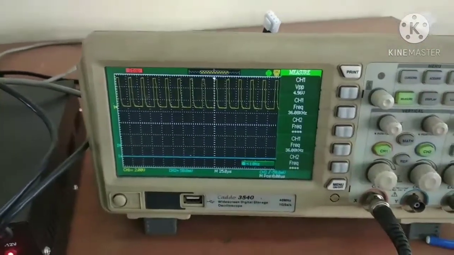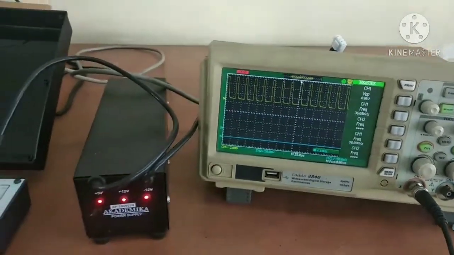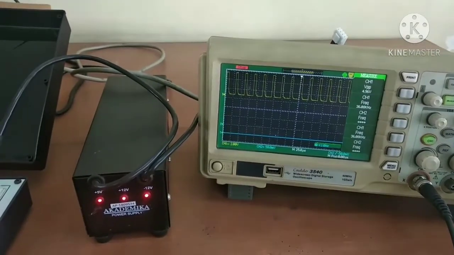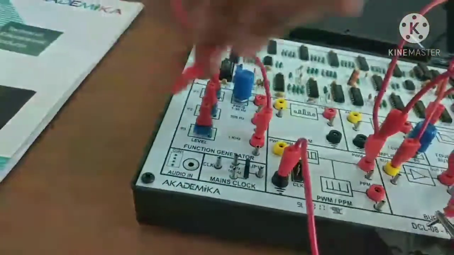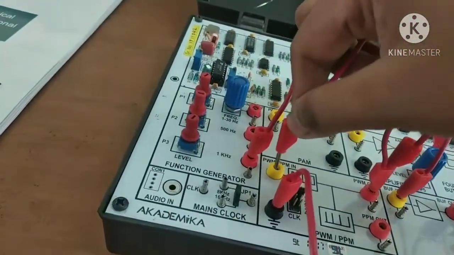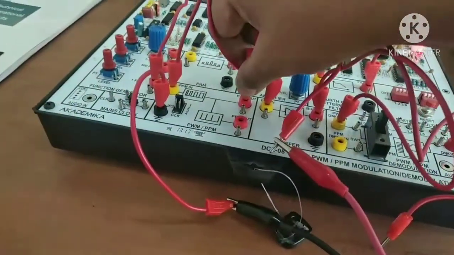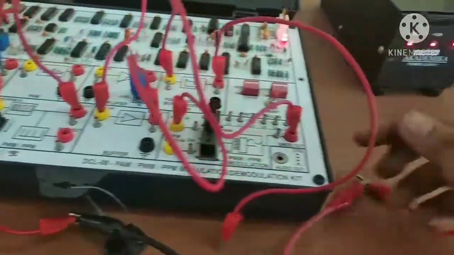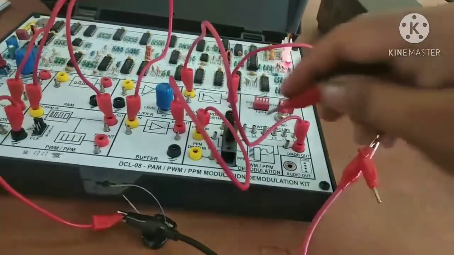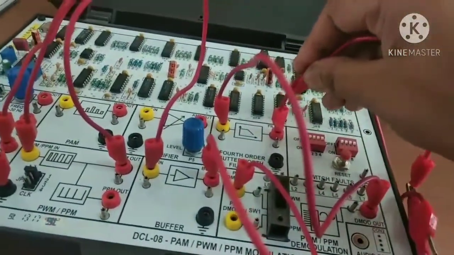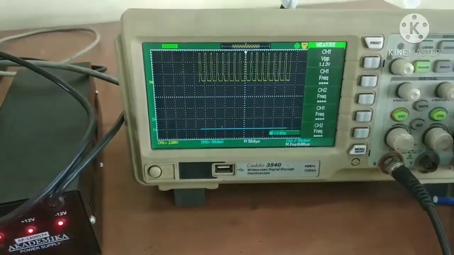Next it is time to observe the demodulated signal. For the demodulated signal, we connect the probe to the PAM, and we go to the last position, PAM filter out. The pointer is connected to filter out. Then we observe the demodulated signal.